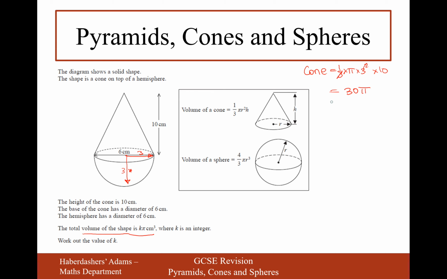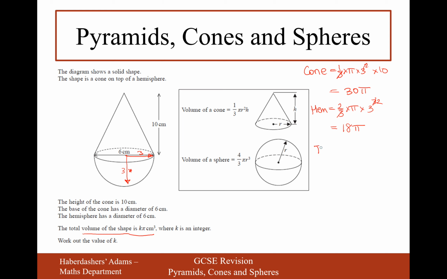The area of the hemisphere on the bottom is going to be half a sphere, so it's just going to be 2/3 times pi times 3 cubed. So I'm going to cancel out one of the 3's on the top and the bottom here. So that'll leave me with 2 times 3 times 3. That would be 18 pi.